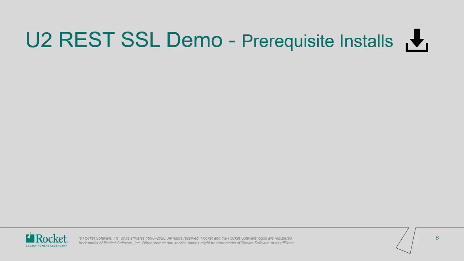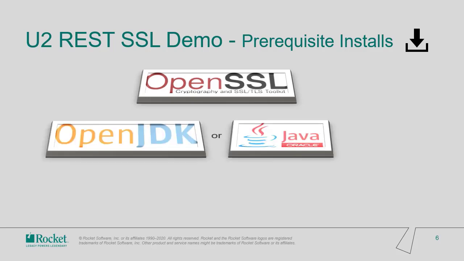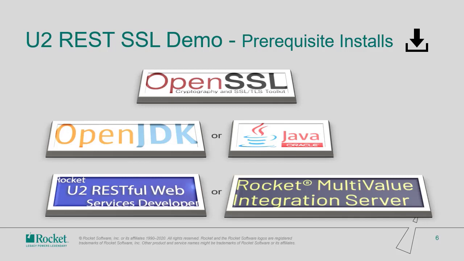So the prerequisite installs for the demo are OpenSSL and Java installed. That can be either OpenJDK or Oracle Java, whichever you prefer. U2 RESTful Web Services Developer, or you can use the newer Rocket MultiValue Integration Server, MVIS. REST works pretty much the same in both of those tools, so it's up to you what you want to use. I'm going to be demoing using OpenJDK today simply because that's what most of our products are using for Java now, since Oracle moved to a paid licensing model, and I'm going to be using U2 REST.